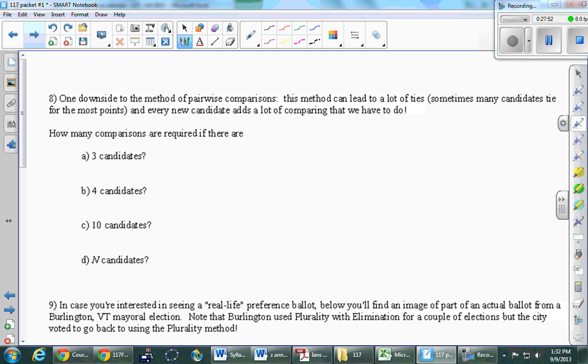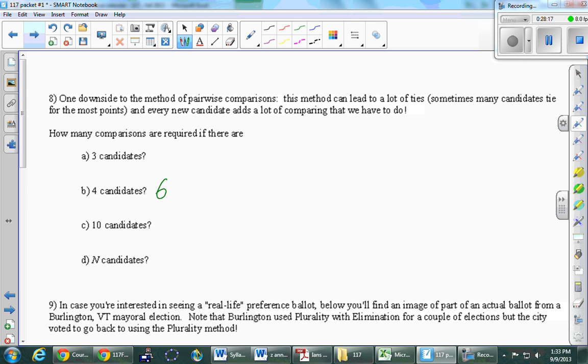Yeah, so the next question says, how many comparisons are required if there are 3 candidates or 4 or 10, or math folks like to generalize and we come up with these variables, n candidates. Okay, we just did 4 candidates. How many comparisons were there? 6. We had 6 head-to-head things that we had to do. So we'll just write our answer here. We had 6.